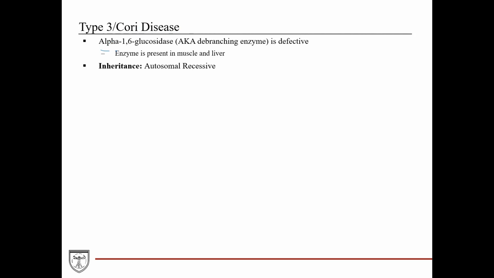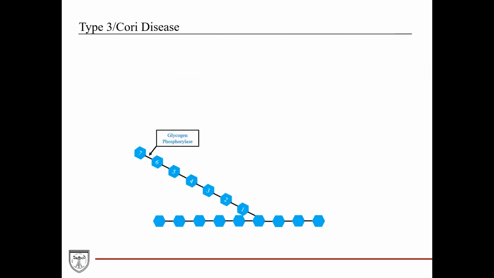This is a deficiency of alpha-1,6 glucosidase, which is also known as debranching enzyme. We'll do a quick review of debranching enzyme in a second here. This is an enzyme that's especially present in muscle and liver, and it's an autosomal recessive inheritance. If you remember, we talked about this in the previous lecture on glycogen metabolism. So you have these primary strands of glycogen, and then you have these branch points. Remember, these are those alpha 1,4 linkages, and those are those alpha 1,6 linkages that allow for branching.